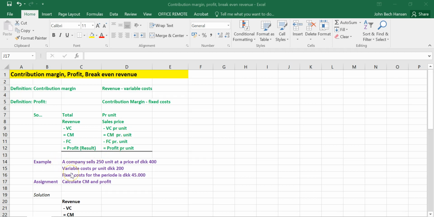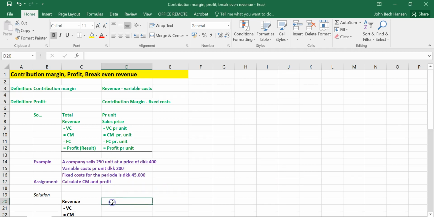And we can just go through an example. Let's see if you can follow this one. It's a company. It sells 250 units at a sales price of 400. Variable cost per unit is 200. And fixed cost for this period is 45,000. So now we should calculate the contribution margin and the profit. What is the profit for this company here?